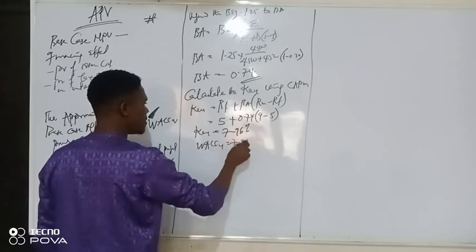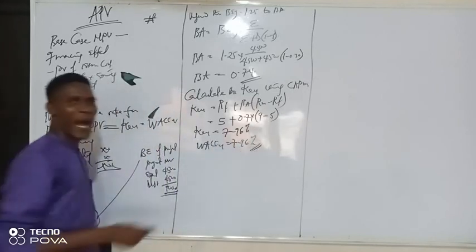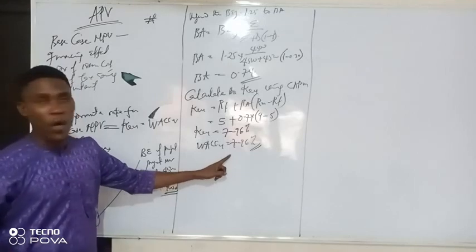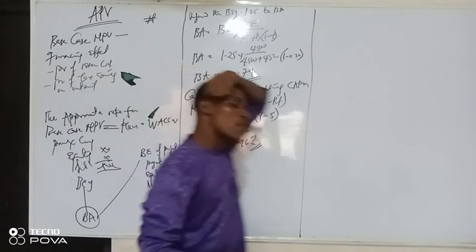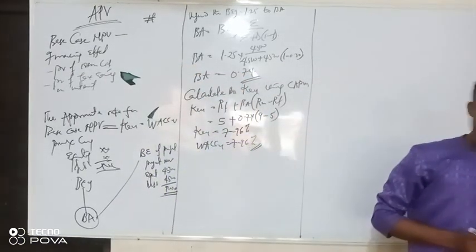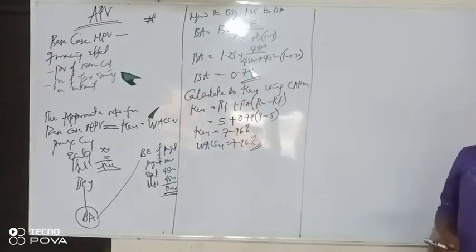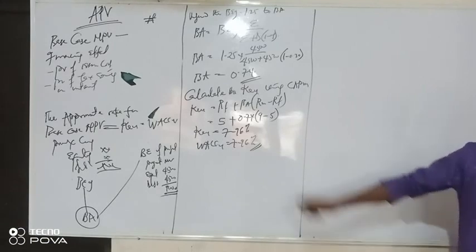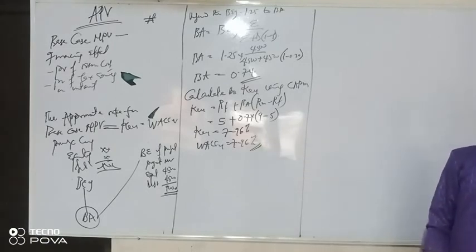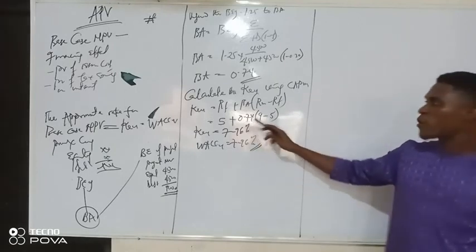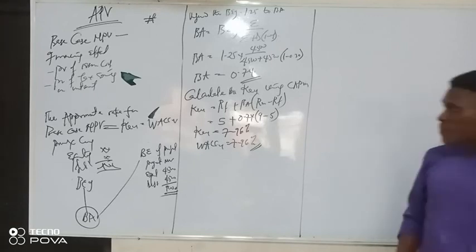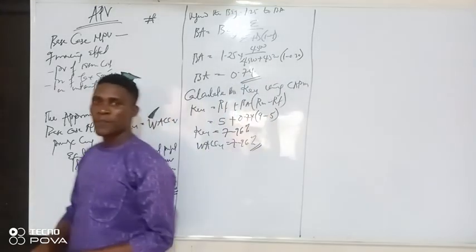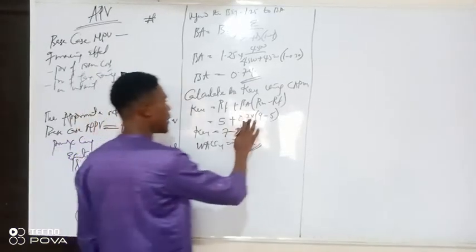So this 7.96% is the WACC that we use to complete our base case entry. Our initial cost was 7.8. Which one? This one, there. 7.4 times 5 times 4 plus 5. So it's 7.8. No, it's 4. This is 4 now.